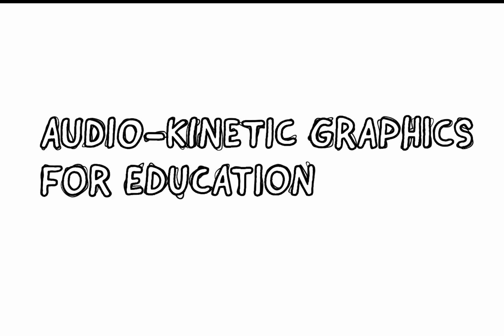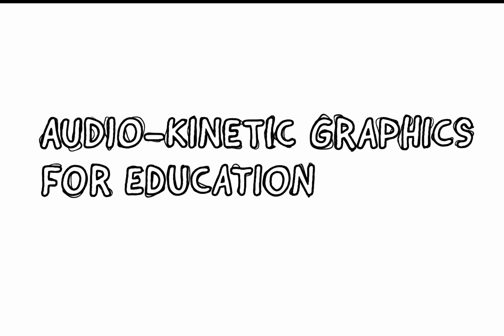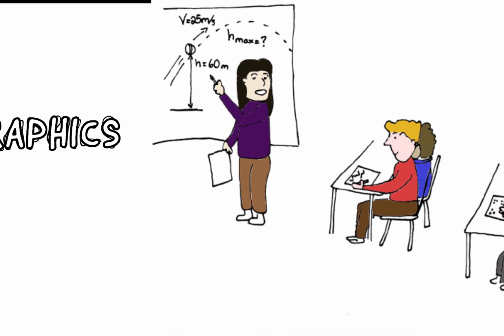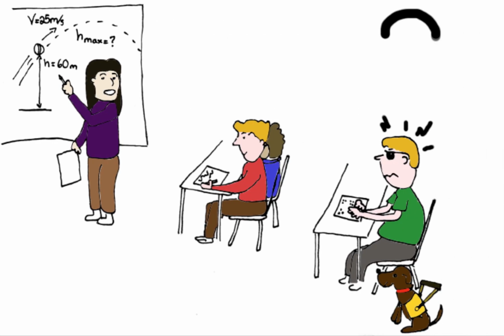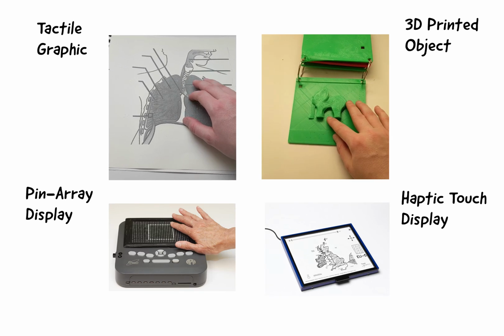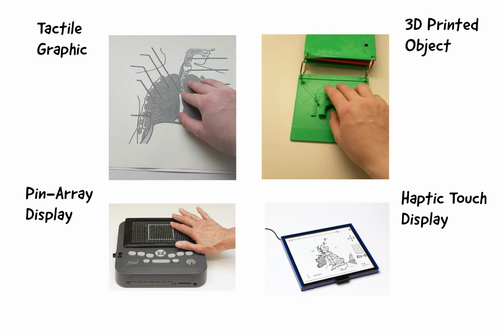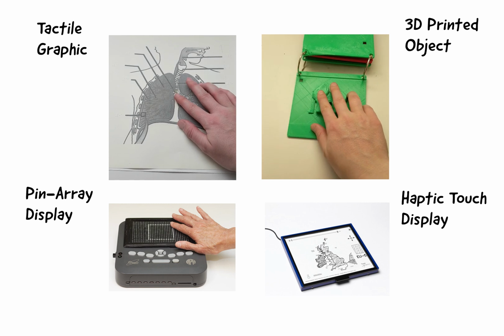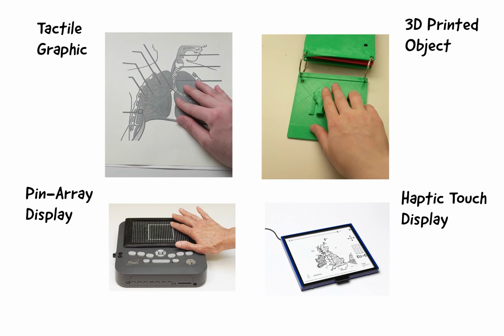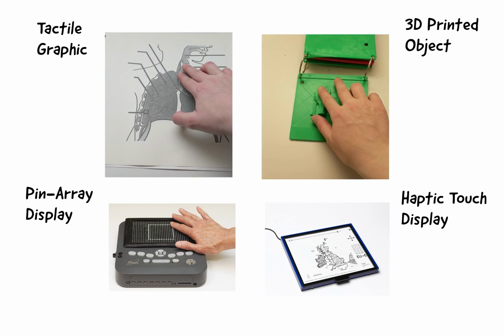I invite you to explore the design of audiokinetic graphics as a means to make education accessible to blind students. Students with visual impairments cannot access visual learning materials presented on slides, whiteboards, and other visual mediums. And while there exist multiple ways to represent visual information non-visually, some information cannot be adequately represented using existing approaches. Our computing technologies are actually quite limited in their ability to represent non-visual spatial information.